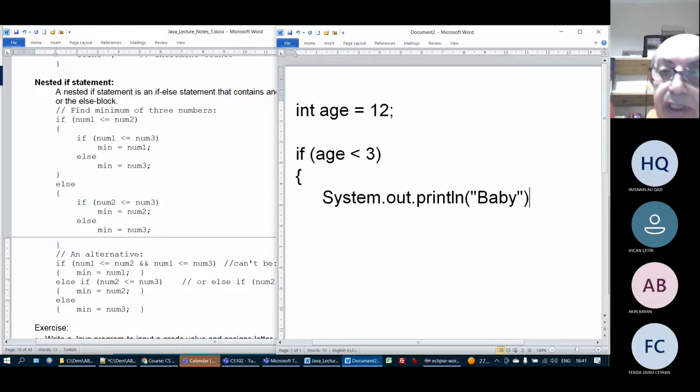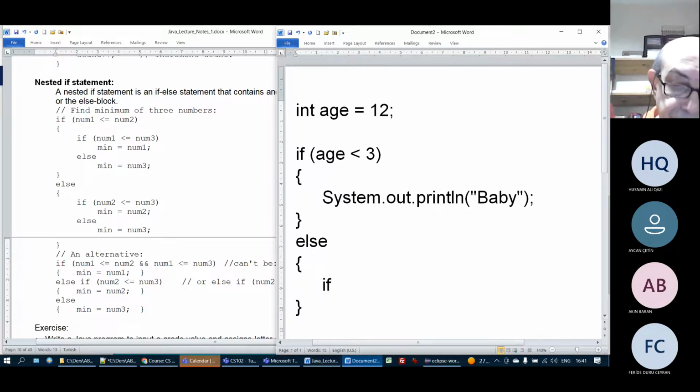If the age is not less than 3, if it is 3 or more, but less than, for example, say 16, then it's a child. Okay, so let's close this. So I will have an else here, and inside this else, I can put another if statement.